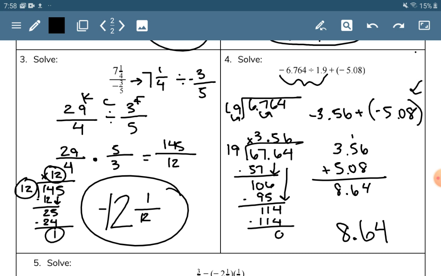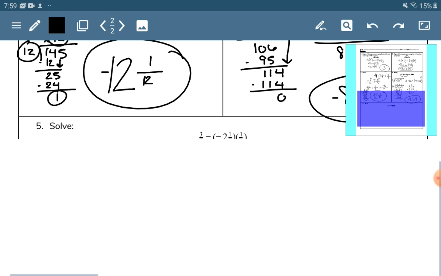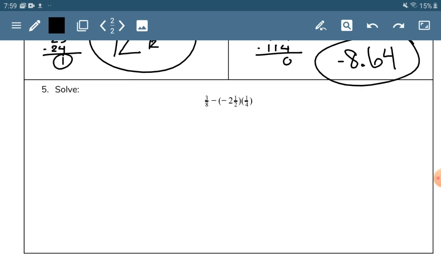So I'm looking at this addition problem right here. Both of my numbers are negative. Since both of them are negative, that means my answer is also negative. So my final answer for this one, after doing all of my order of operations, is a negative 8.64. I've got one problem left. I've got 3/8 minus negative 2 1/2 times 1/4.